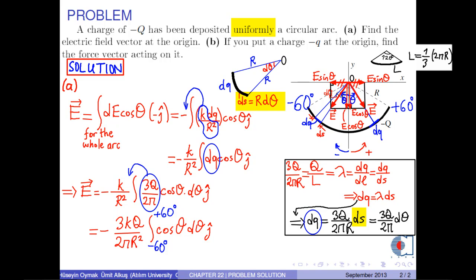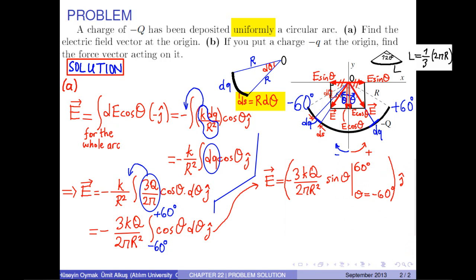Here the integral of cosine theta over theta is sin theta. Therefore, we have the electric field negative 3k times q over 2 pi r squared times sin theta, between negative 60 degrees and positive 60 degrees, and j hat. Therefore, we have negative 3k times q over 2 pi r squared times sine 60 degrees minus sine negative 60 degrees, j hat.